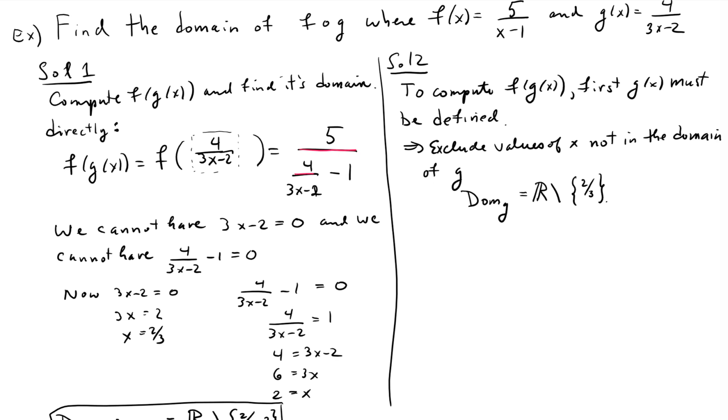Okay. So those values not in the domain of g are, well, there's only one here, 2/3. We're going to have to remember to exclude that 2/3 from the domain of the composition.